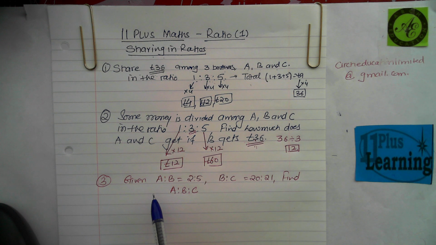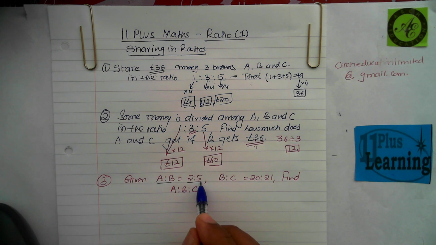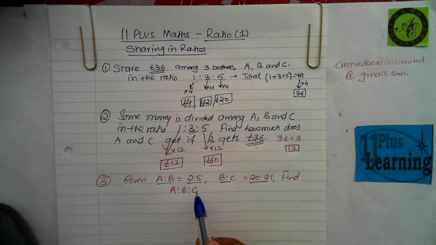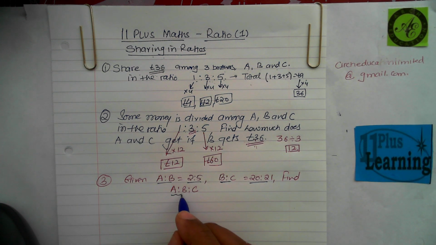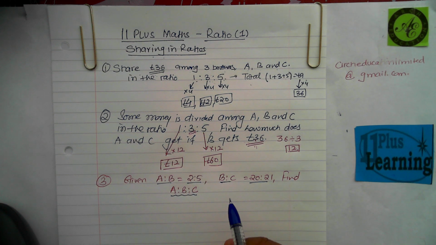Alright, the third type of question is really important. What's given to you is the ratio between A and B, and then the ratio between B and C. They've asked you to do what? They asked you to combine this and find the ratio between all three of the things together. I want to teach you this question carefully, guys.